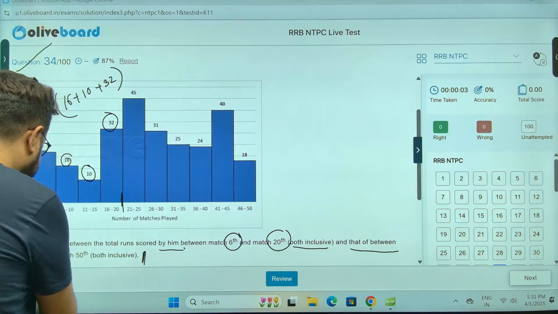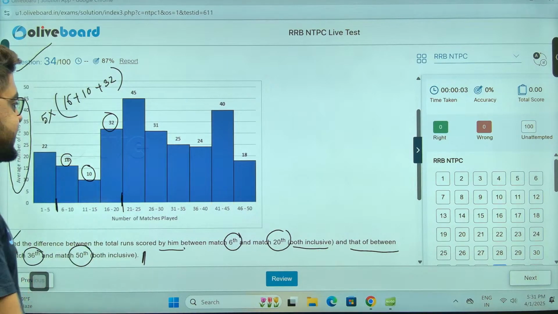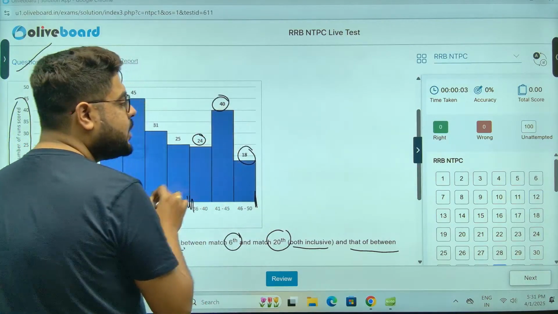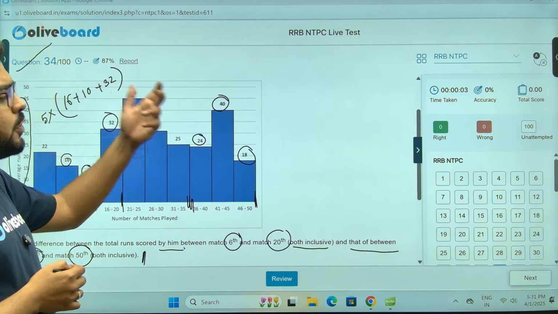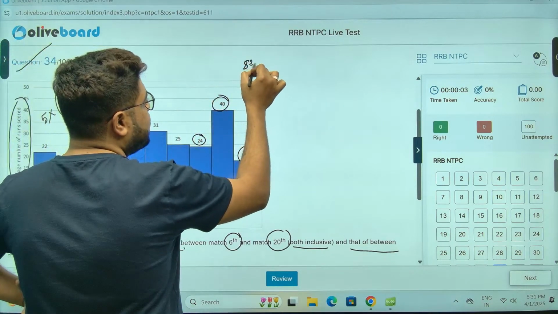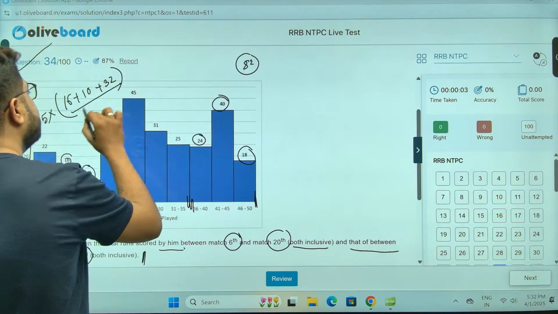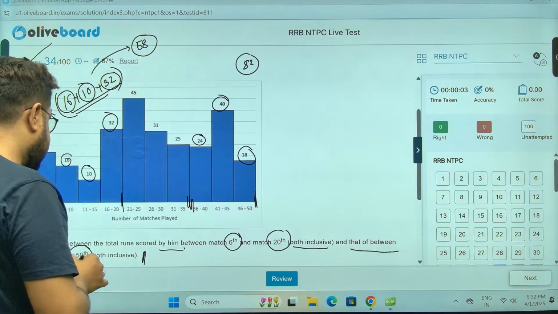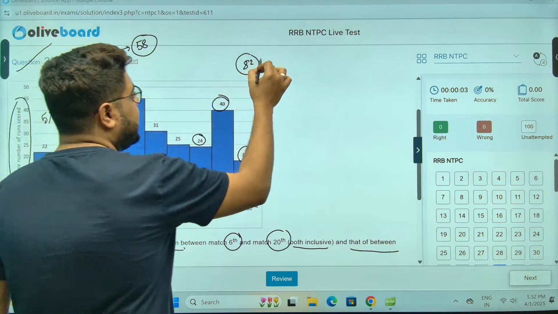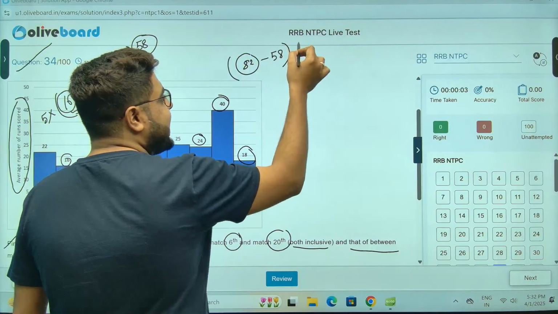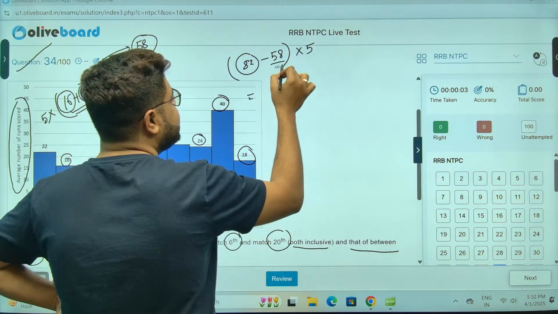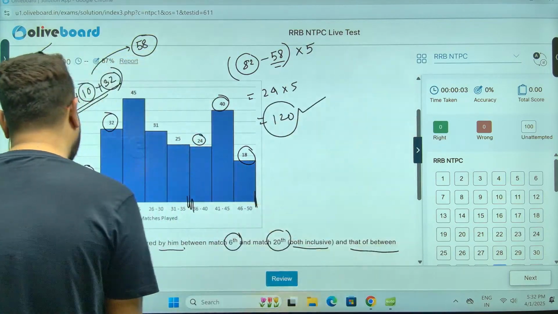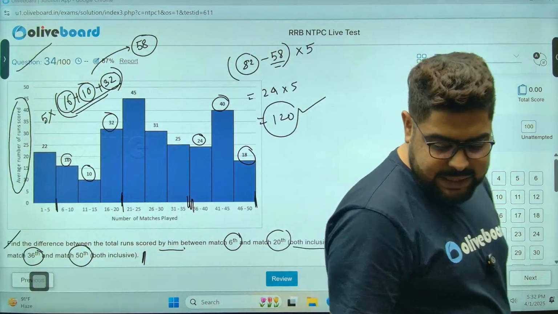And that between 36th and 50th. 36th is this one, 50th is this one. 24, 18. 24 plus 20 is 44, minus 2, sir, 42. 40 means 82. And this was how much? 16 threes are 48, plus this is 58. They are asking the difference between total runs. 82 minus 58, and these are averages, so multiply 5 at the end. So 24 into 5, answer is 120.